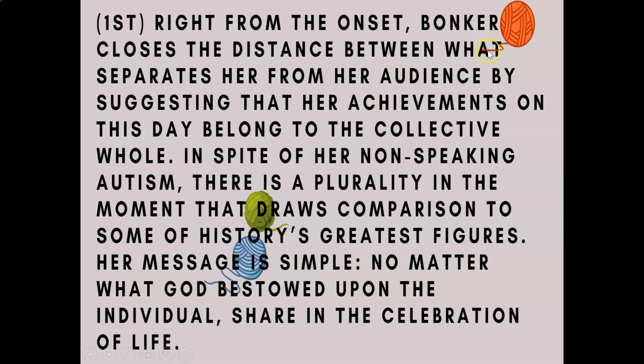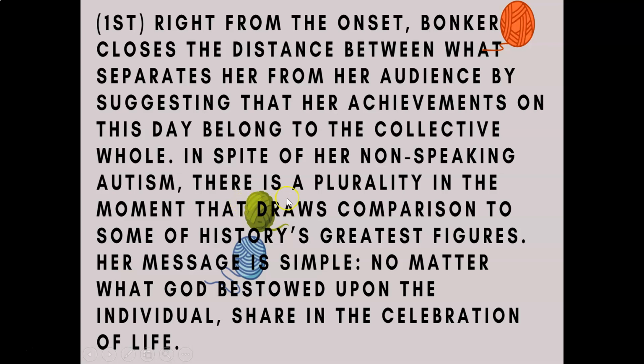Now we need some quotes and some paraphrases to connect to this red ball of yarn. Since we started with this, in the fourth sentence, we probably want to go red, right? We're going to need red quotes, red paraphrases. Let's see what happens in the green. In spite of her non-speaking autism, there is a plurality in the moment that draws comparisons to some of history's greatest figures. All right, so green is going to be allusion, right?